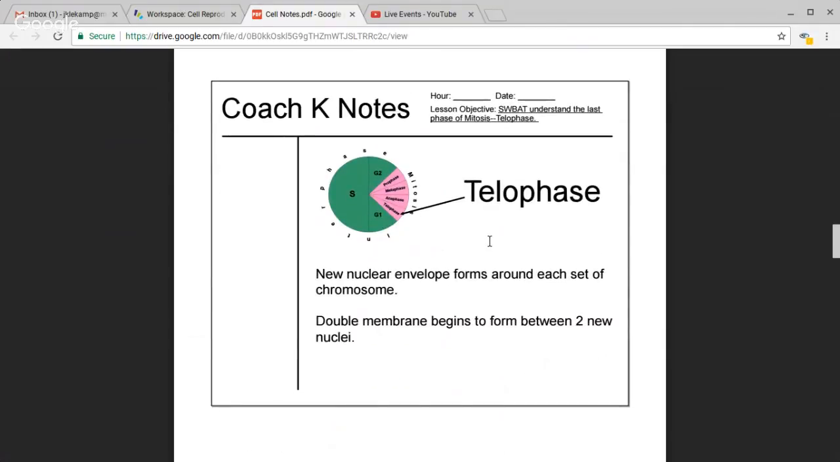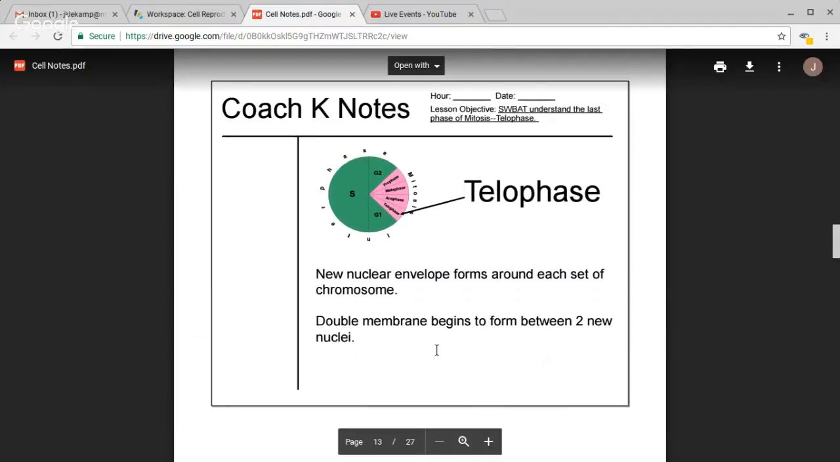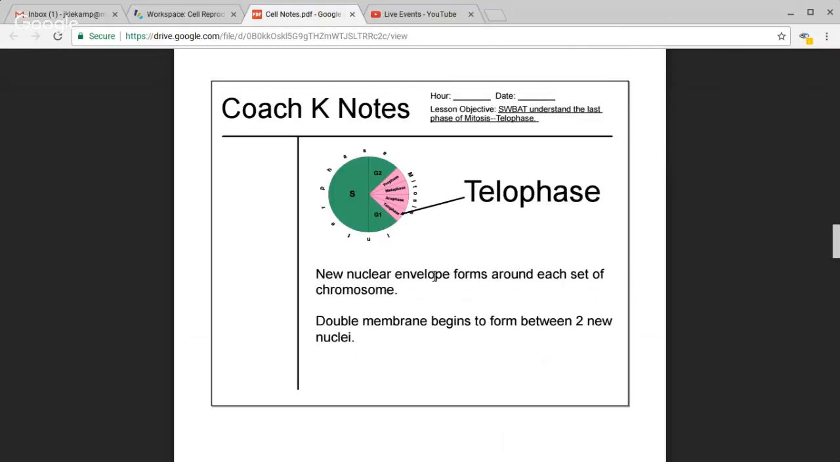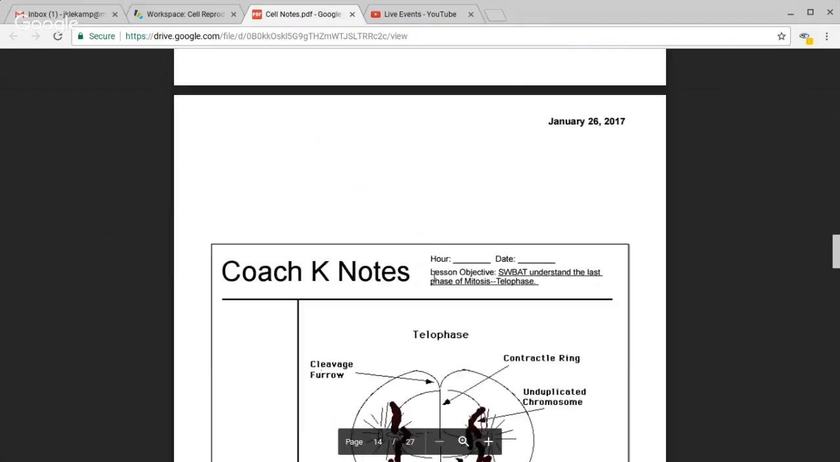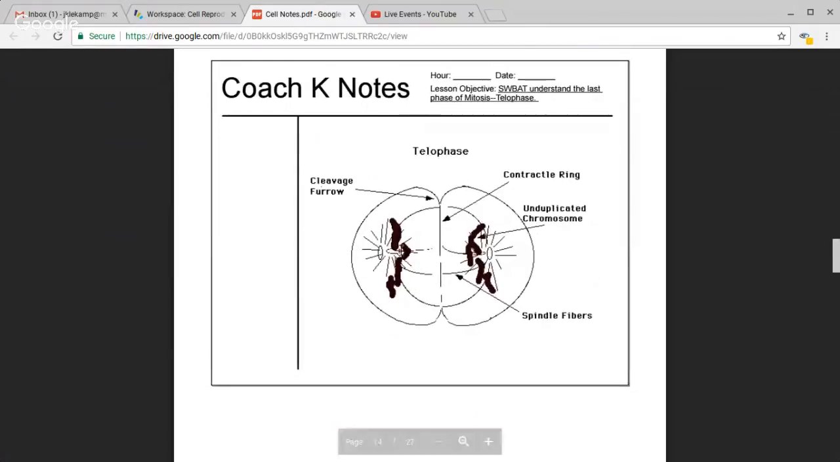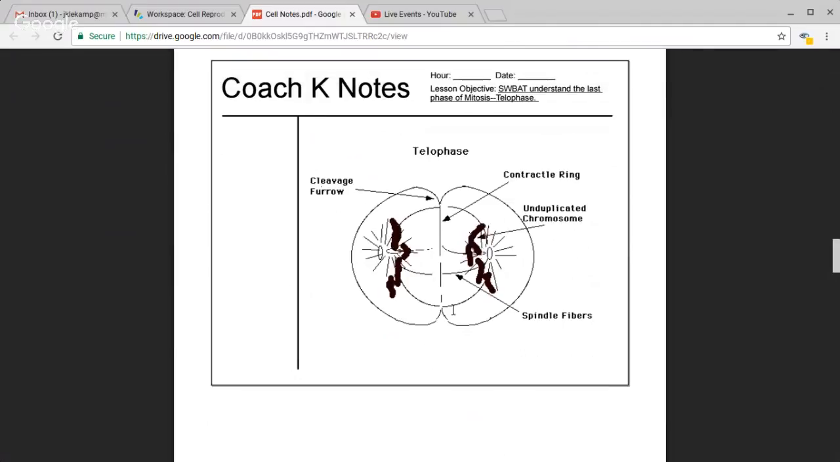Telophase is the last phase in mitosis. We have a set of chromosomes in each end. The chromatids are at each end, and what we see is the new nuclear envelope starts to form around each set. The double membrane begins to form between 2 nuclei. So as you can see, you're starting to have them at the ends. You would have nuclear membranes starting to come back together.